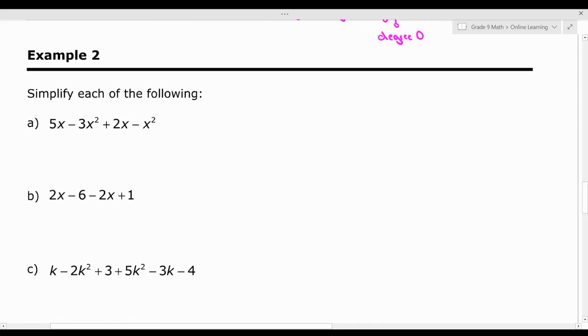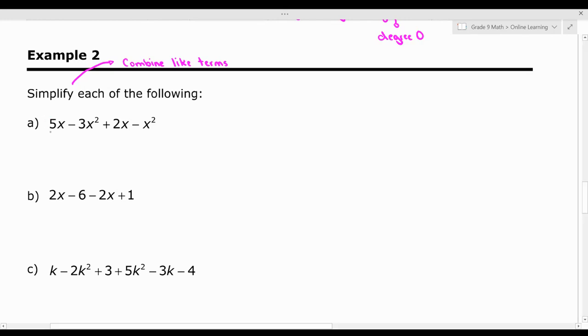Okay, example 2. So it tells you simplify each of the following. So you have 5x minus 3x squared plus 2x minus x squared. So what it's asking you to do is you're looking for like terms. So it's saying simplify here. So you're trying to combine like terms. So remember, like terms have to have the same variable, or variables could have multiple, and they have to have the same exponents. So if I have an x squared on one term, I have to have an x squared on the other term. If I had an xy on one term, I have to have an xy on the other term. So what I like to do is I just start left to right.